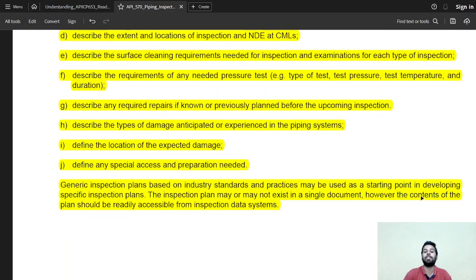Generic inspection plans based on industry standards and practices may be used as a starting point in developing the specific inspection plan, but the inspection plan may or may not exist in a single document. However, the contents of the plan should be readily accessible from the inspection data system. That means a generic inspection plan can be used, but depending on the conditions, we need to understand that we might need to make some modifications to that inspection plan, which is generic, for your certain application.